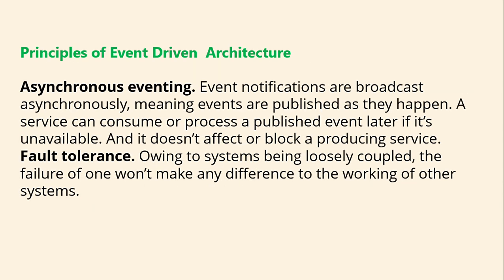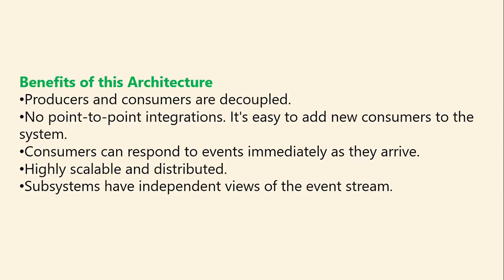The next principle of event-driven architecture is asynchronous events. Event notifications are broadcast asynchronously, meaning events are published as they happen. A service can consume or process published events later if it is unavailable, and it does not affect or block producing events. The next principle is fault tolerance. Owing to the systems being loosely coupled, the failure of one won't make any difference to the working of other systems.